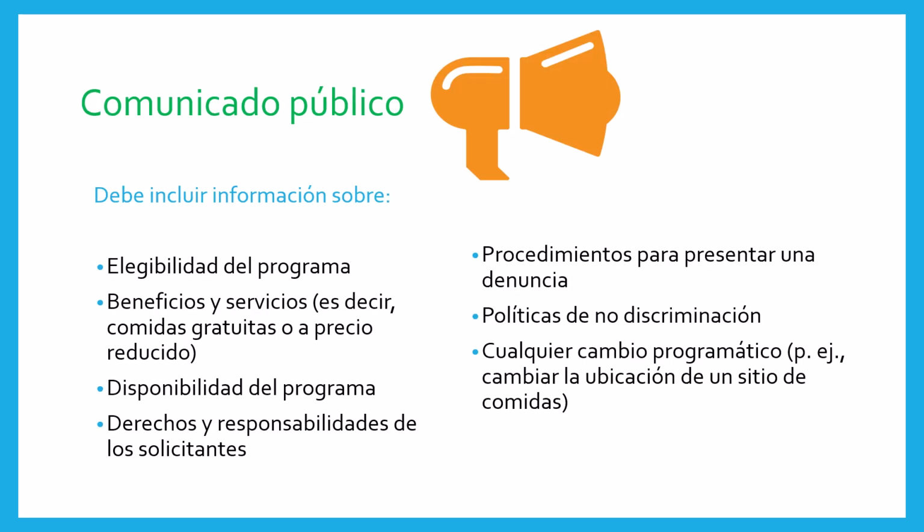In order to be compliant with federal requirements, a public media release must include the information as shown on this slide. Program eligibility requirements, what benefits and services are offered, like the availability of free breakfast, lunch, and/or snack, depending on your operation, how and when the program is available, the rights and responsibility of applicants, the procedures for filing a complaint, which again are included in the non-discrimination statement, but you should also include any local procedures that you might have, the non-discrimination statement, and then any kind of programmatic change.